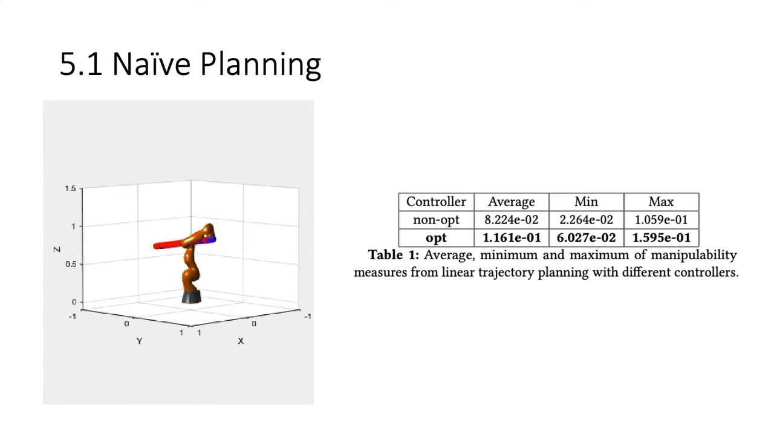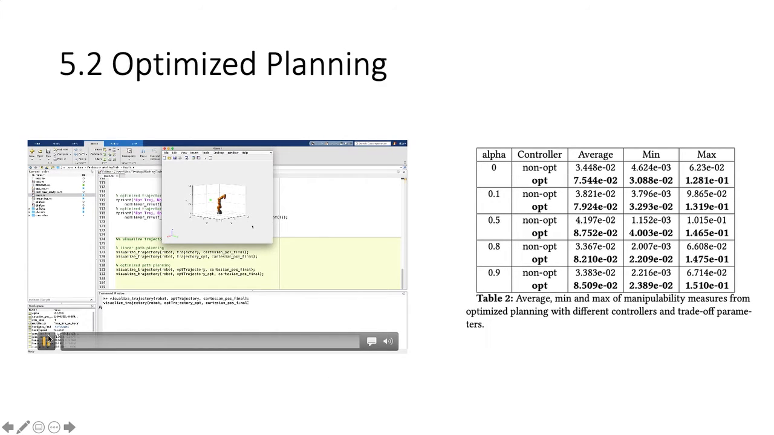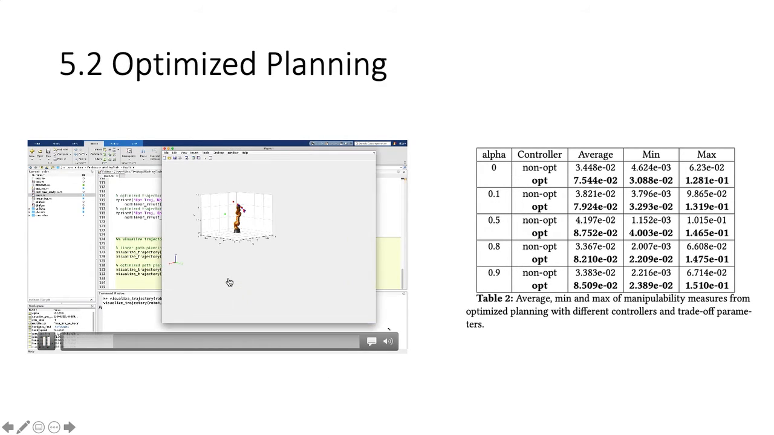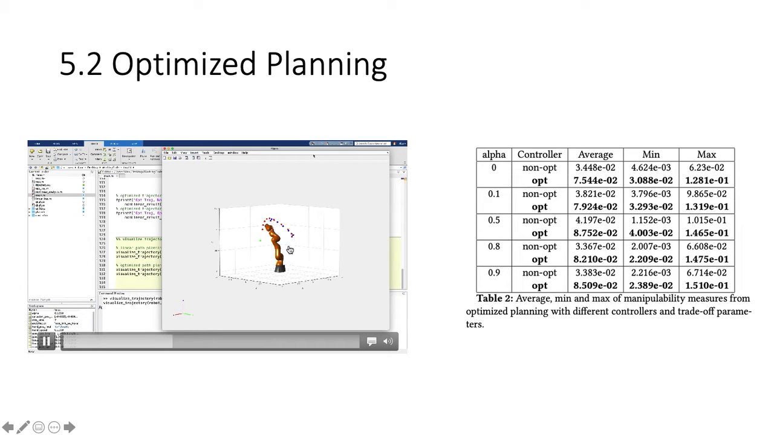And now it's running with the optimized controller. We can see from this table that with the optimized controller, we can always get higher manipulability measures. Similarly, let's run the optimized planning. First with the non-optimized controller, and now with the optimized controller.